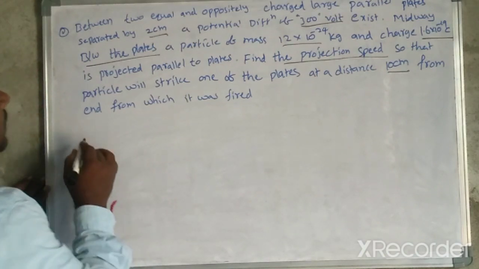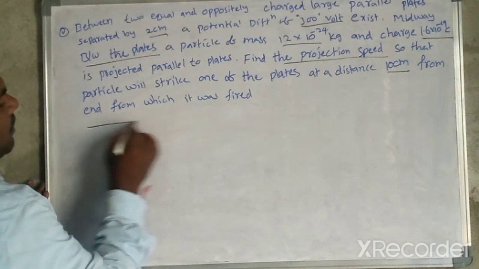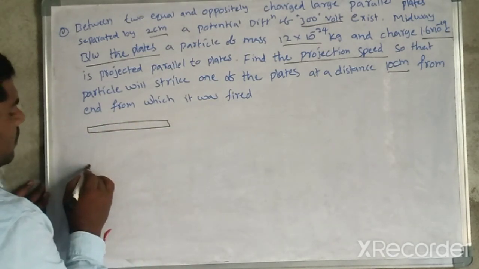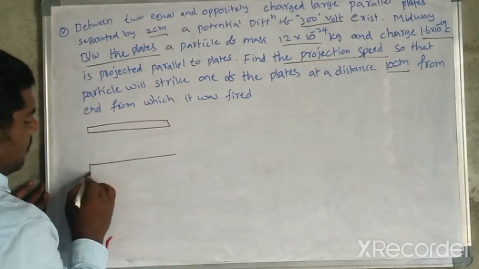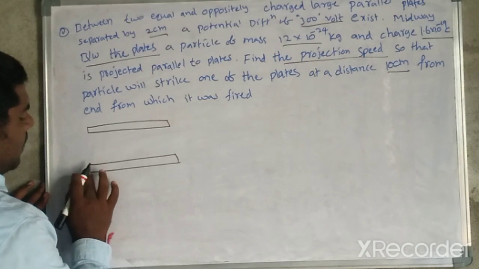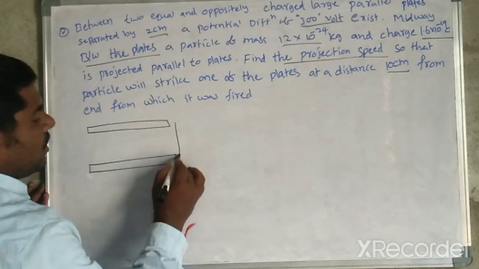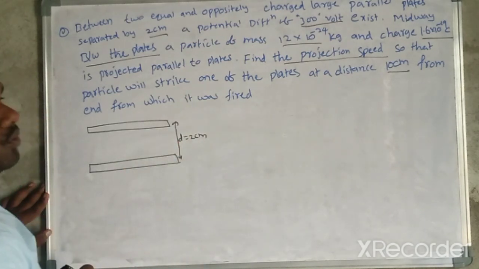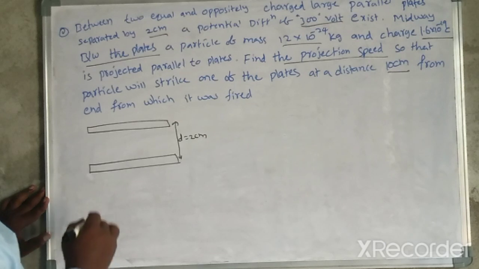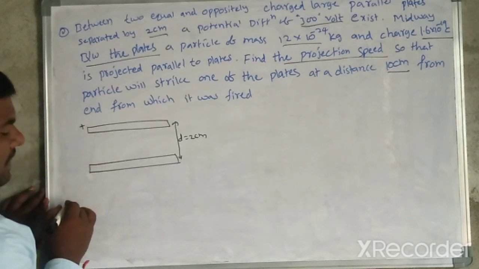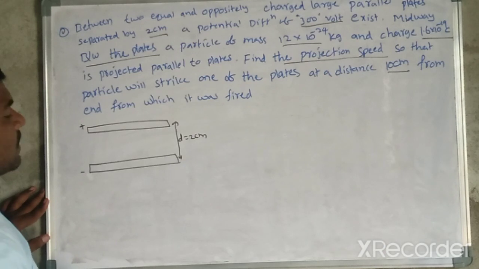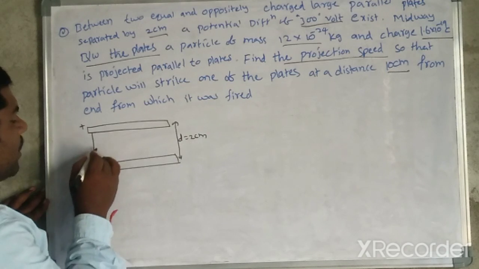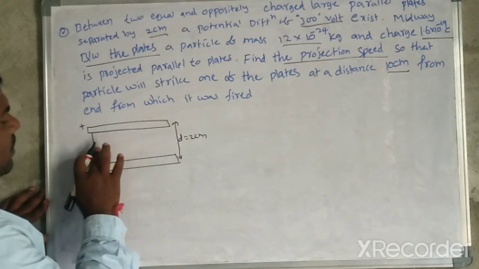So here let us consider two plates, the upper plate and the lower plate. The separation distance d is equal to 2 centimeter. Let us consider this one is a positive charge plate, this one is a negative charge plate. The uniform electric field is directed from positive to negative.